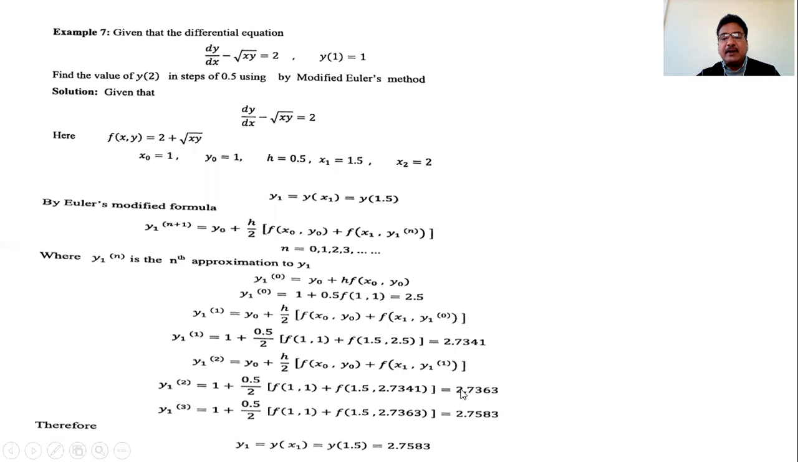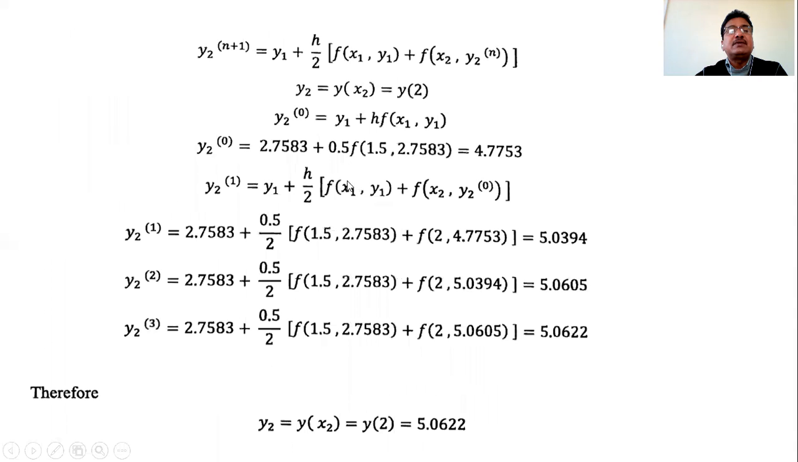And if we observe y1,2 and y1,3, the answers are correct up to 1 decimal place. Finalize this. The final answer y1,3 is y1, and this is the value of y at 1.5. Then take the next interval, 1.5 to 2.